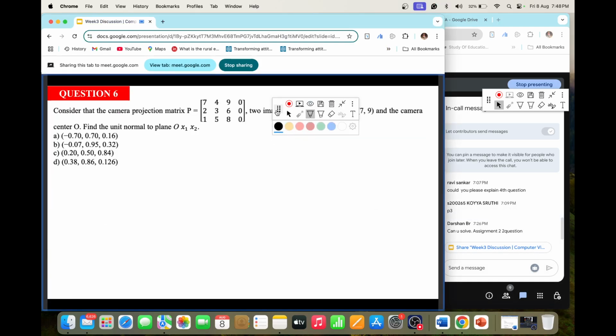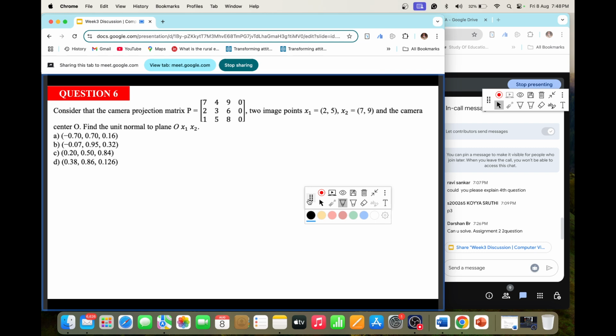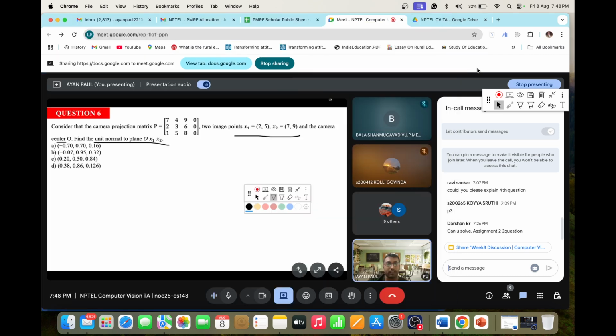So next question: consider the camera projection matrix P, two image points x1, x2, and the camera center O. Find the unit normal of the plane O x1 x2. Very easy, right? So how can we do it? Can anyone tell how we can do it? What is the step? Come on, we have solved it, right?